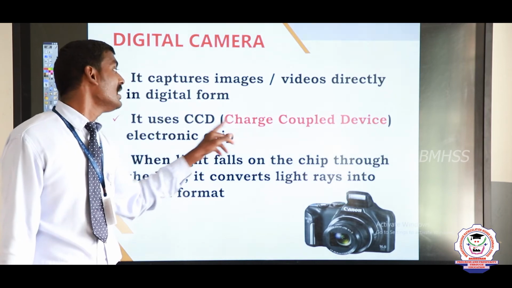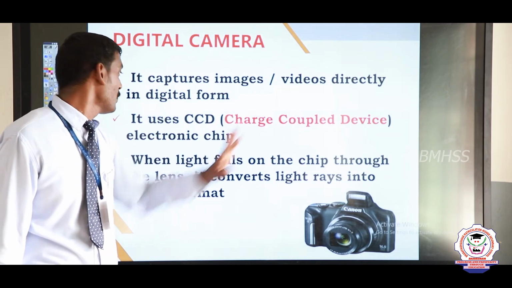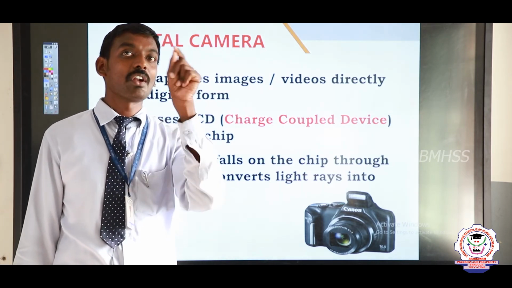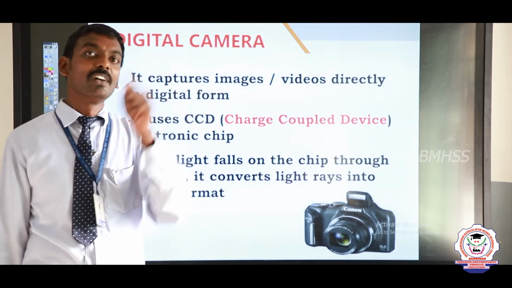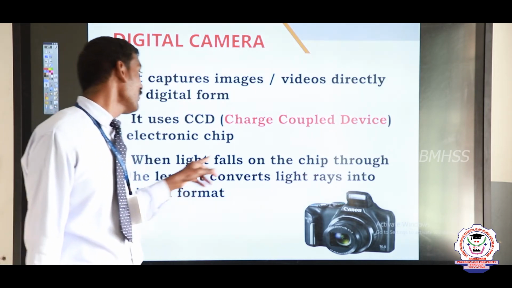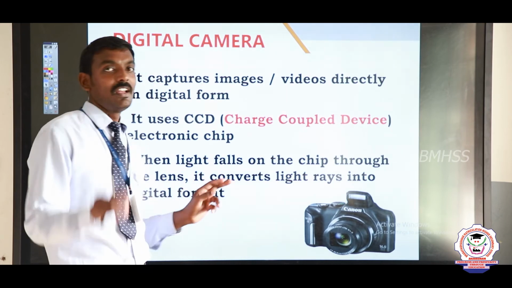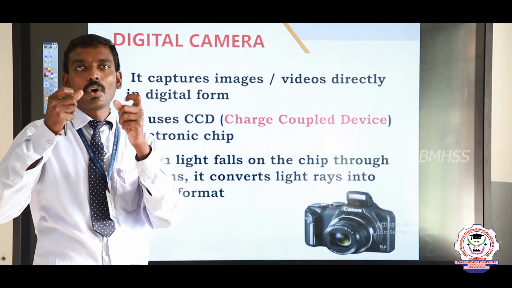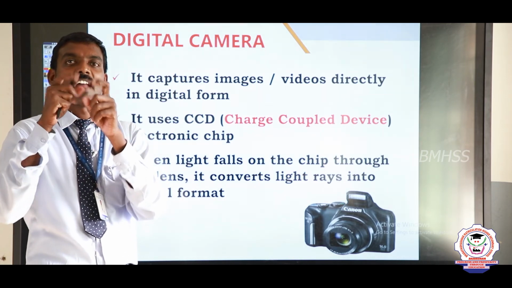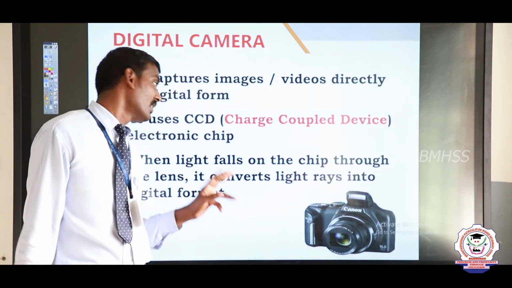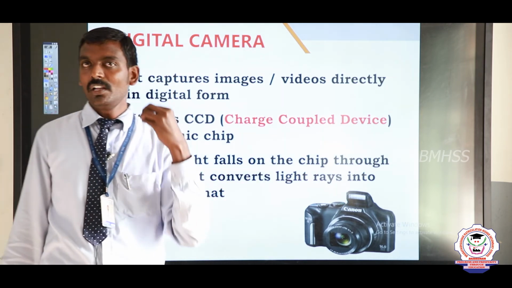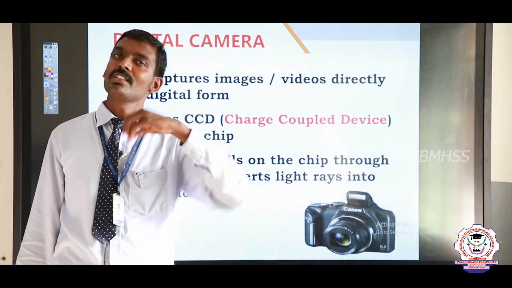It uses a CCD, that is a charge coupled device. The charge coupled device is an electronic chip. Based on that electronic chip the camera works and stores the data. When light falls on the chip through the lens, we can take a photo or a video. The light rays are converted into digital format.